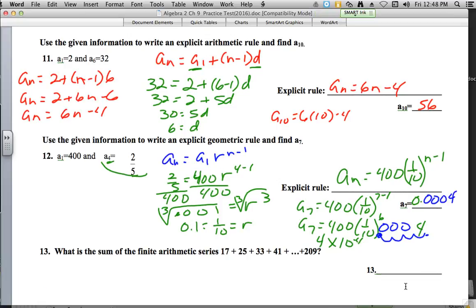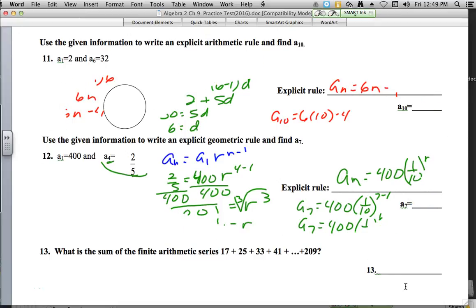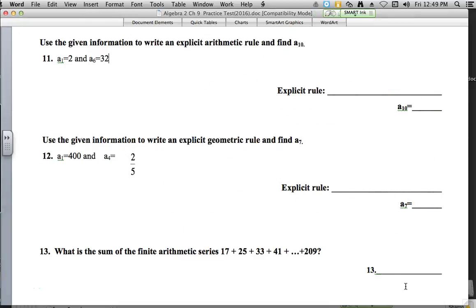So there we are. All right, let me clear this and scroll up and give you a chance to work on number 13.